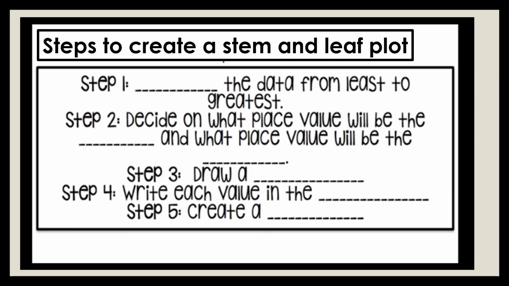Steps to create a stem and leaf plot. Order the numbers from least to greatest. We can do that with our graphing calculator. I will include a video that will be posted on how to use that. Decide on what place value will be the stem and what place value will be the leaf. Draw a T-chart. Write each value in the T-chart and create a key.